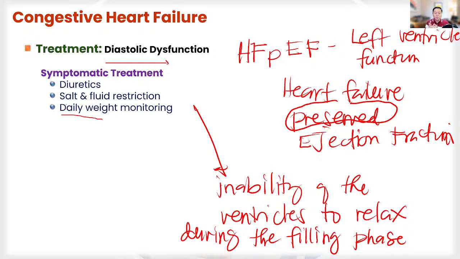So by the time it contracts and pushes the blood out into the circulation or into the lungs, the ventricles will only be delivering a lesser amount of blood. The reason for that is the resistance in the filling phase. The ventricles are not able to relax properly. Again, in this type of classification, it's not about ejection fraction, it's about the resistance.